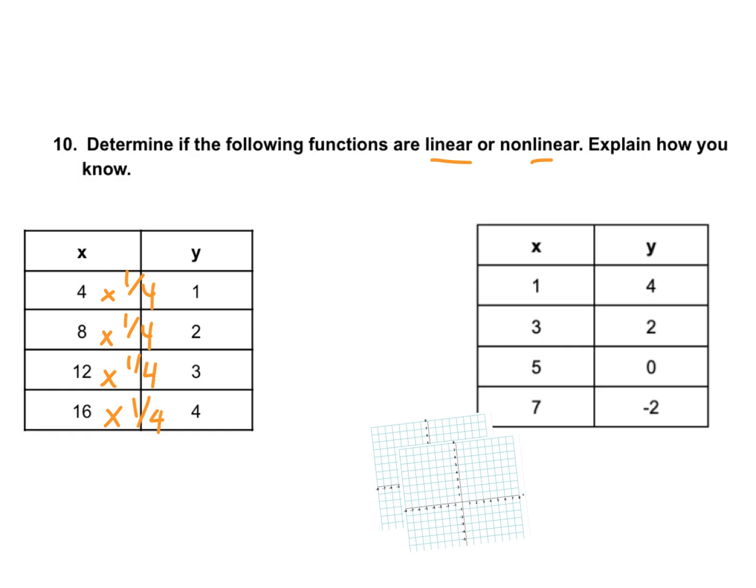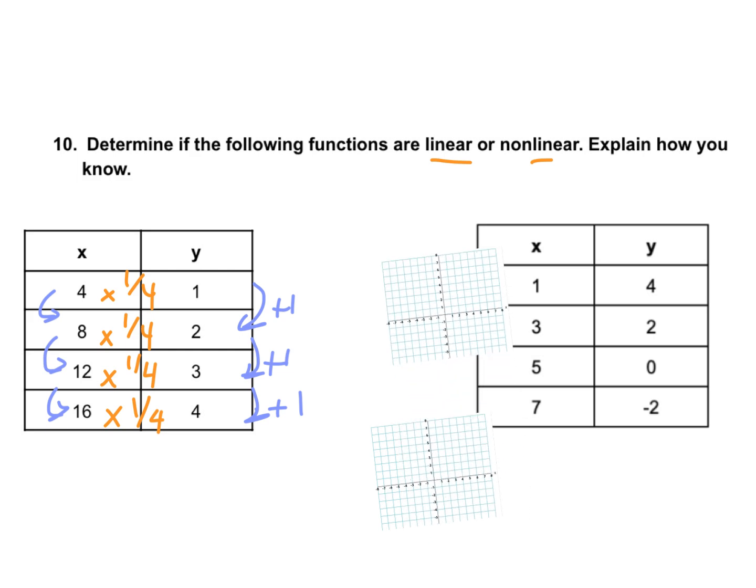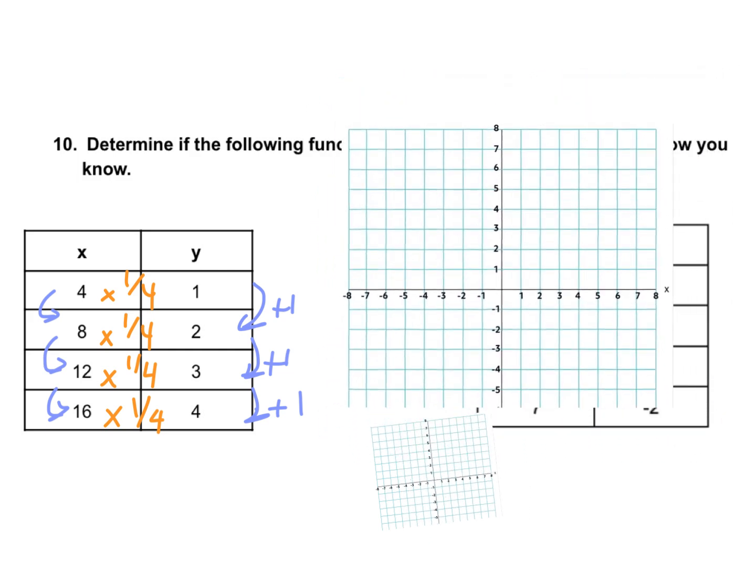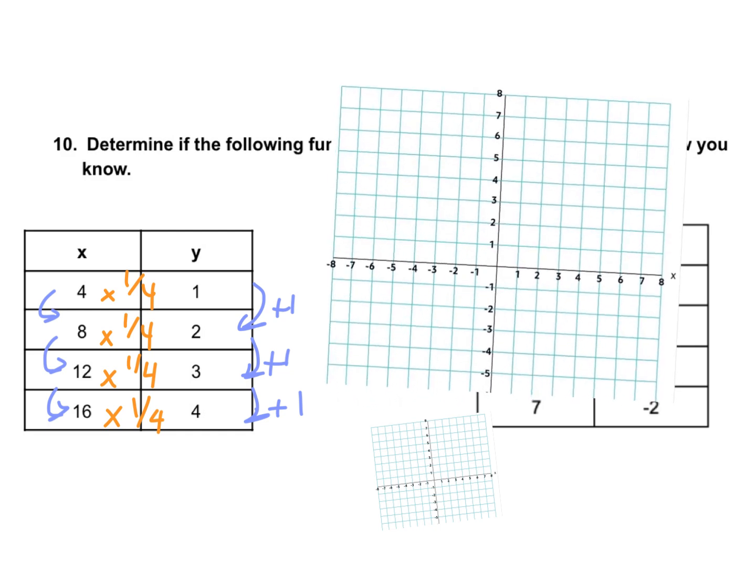And in addition to that, I can see the change in y each time is adding 1 each time. And then the change in x is increasing by 4 each time. So it's consistent. And then another thing I could do is I could put this information on a graph and see if it makes a straight line. So I could plot these.